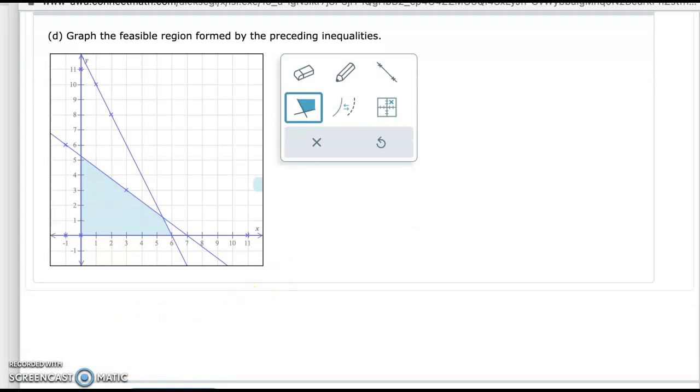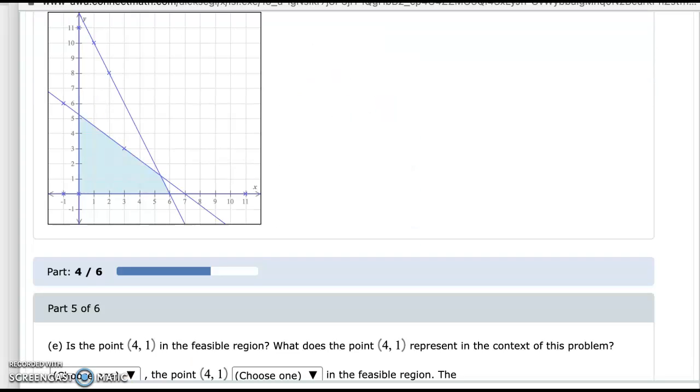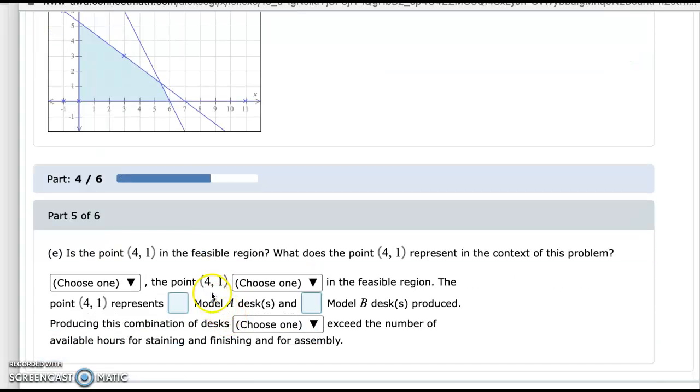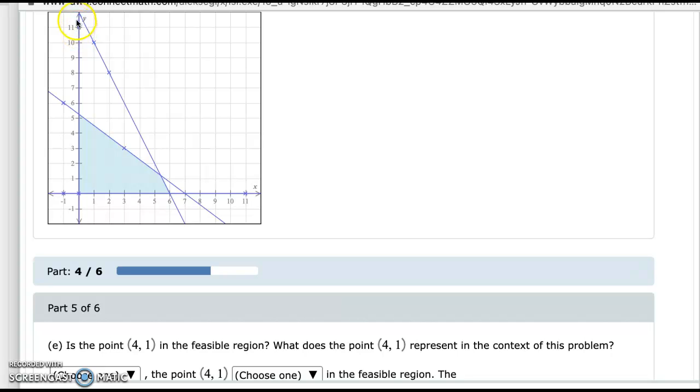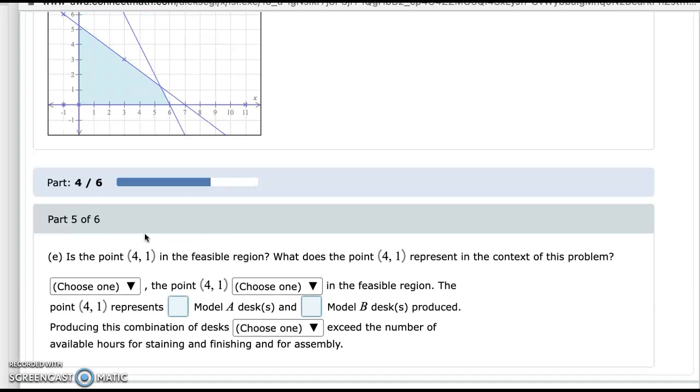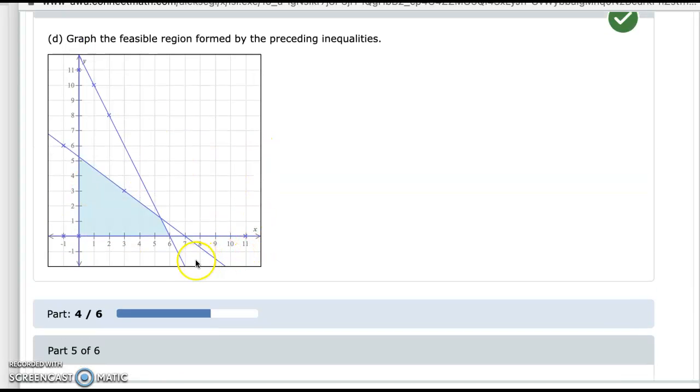So now let me hit check answer, and it gave me a green check mark. So if you can't graph it using the y-intercept, the other way to do it is to pick x and y values and then plot them.